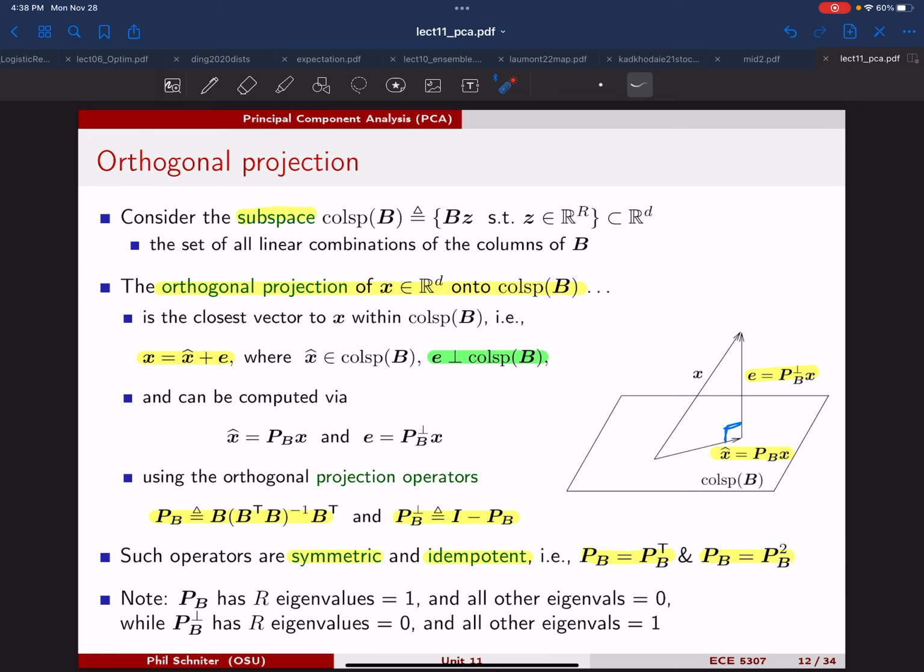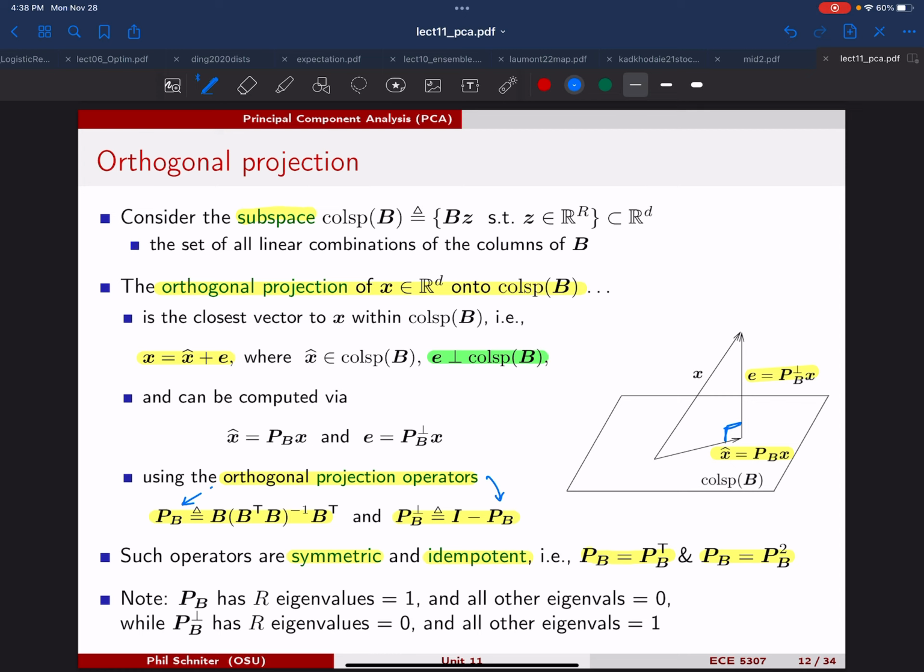Okay, so when you have these two properties, symmetry and idempotence, that is the definition of an orthogonal projection operator, which is this guy. And it turns out that both of them are symmetric and idempotent.